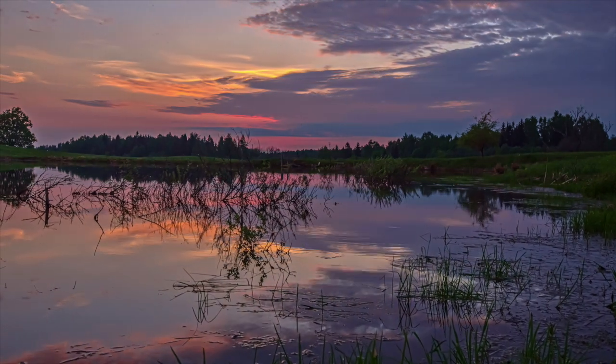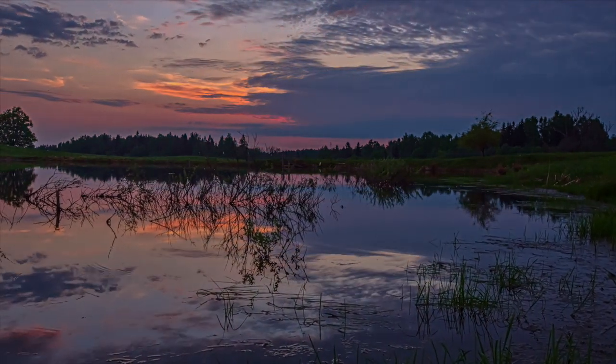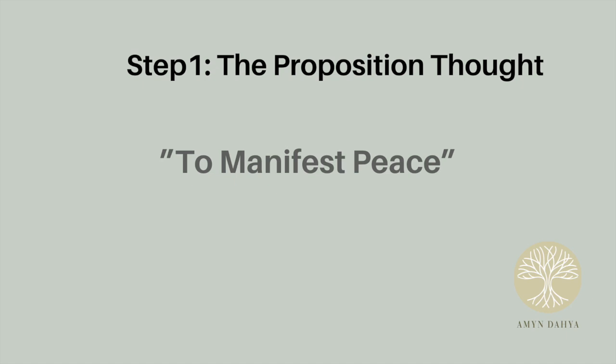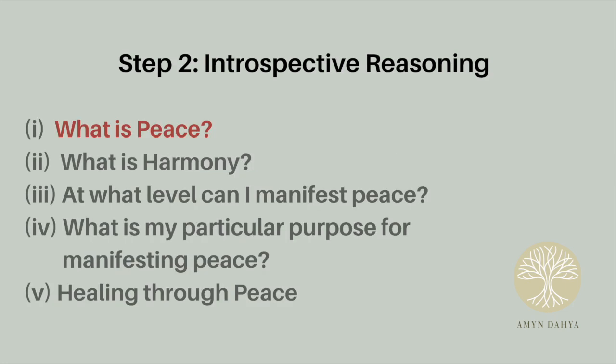Now let us walk through the 5 steps of manifesting peace. Let's start with step 1, which is our proposition thought. Our proposition thought today is to manifest peace. Manifest peace. So if we are all clear on what we wish to manifest, we can move to step 2. Step 2 is the introspective reasoning step. Here we will try our best to understand what we are seeking to manifest and why. So this step is an internal dialogue within ourselves. So whenever you want to manifest anything, have this internal dialogue with yourself.